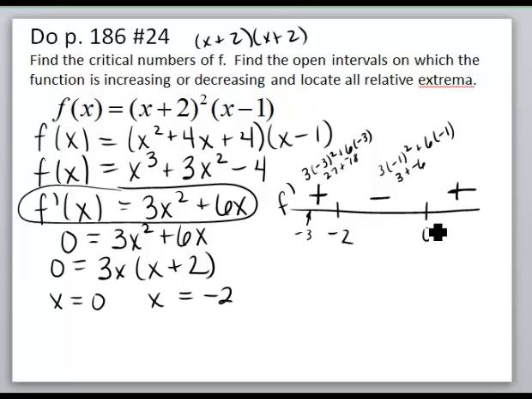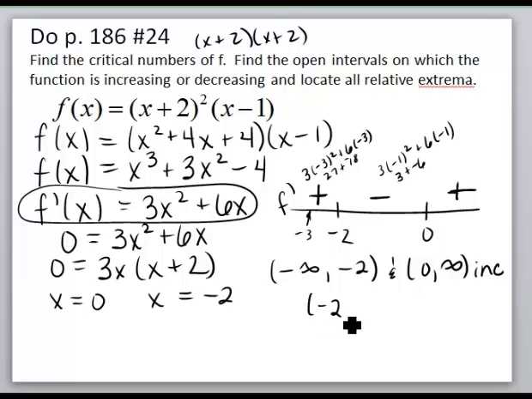So I'll go ahead and first just write down that my intervals of increase are from negative infinity to negative 2 and from 0 to infinity, so those are increasing. And then my interval of decrease is negative 2 to 0. Now I'm also supposed to find those relative max or mins.